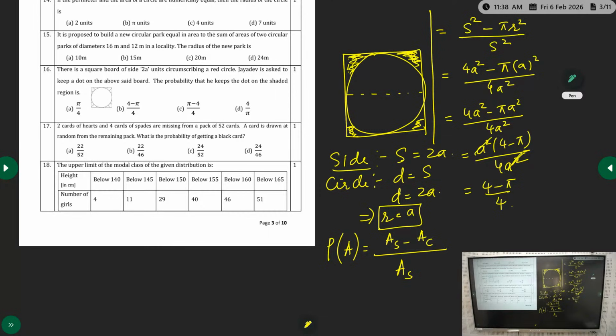Why 22? How many black cards are there in 52 cards? 26. In those 26 black cards, it is a combination of spades and clubs. How many spades are missing? 4. Then you should remove again 4 cards from 26. That means 22. 22 by 46. What is the simplified answer? Even that option will be there. 11 by 23.